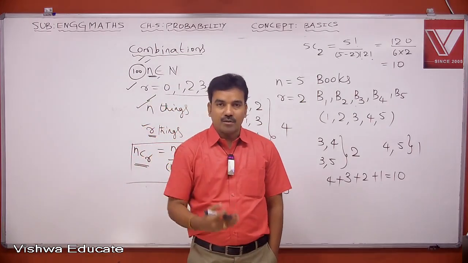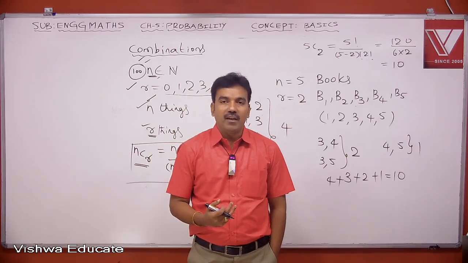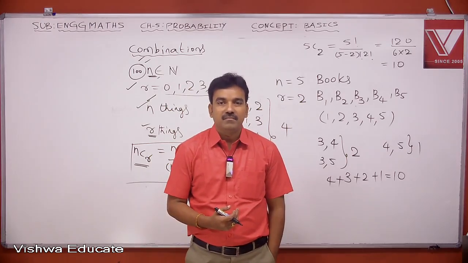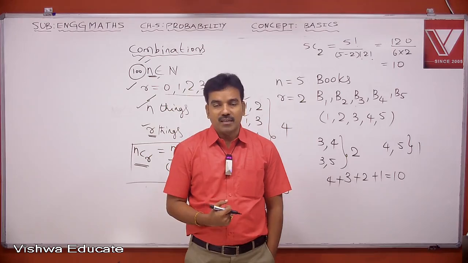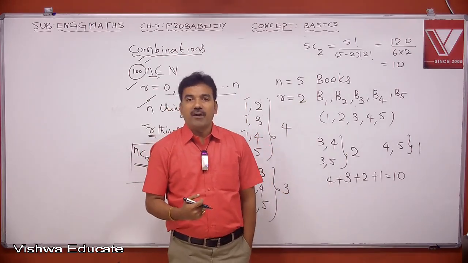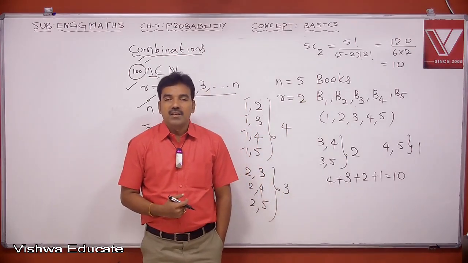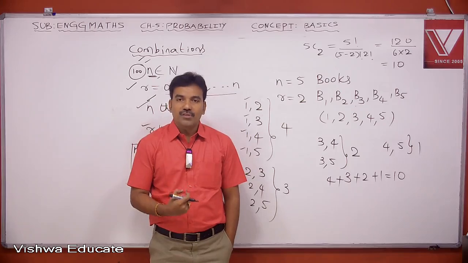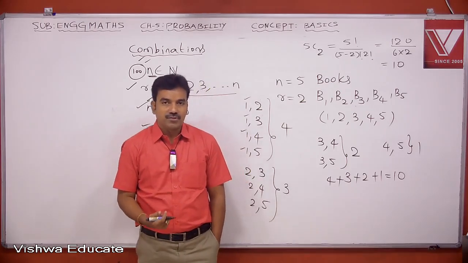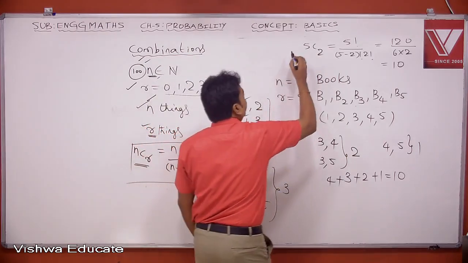Just write it as a question. In how many ways can 2 books be selected from 5 books? From 5 books. So you write it like this.